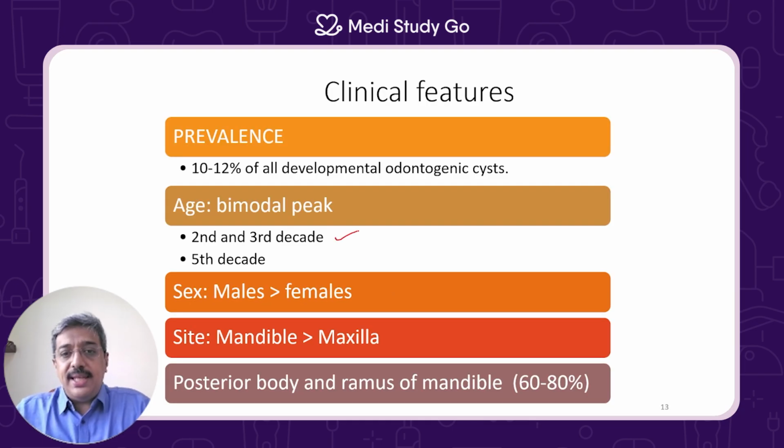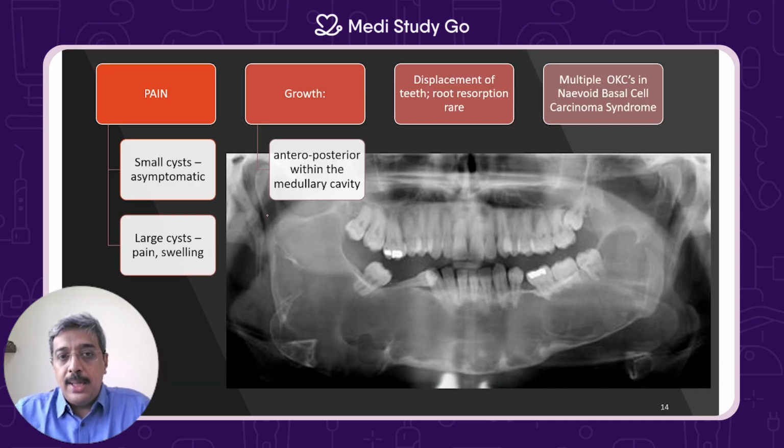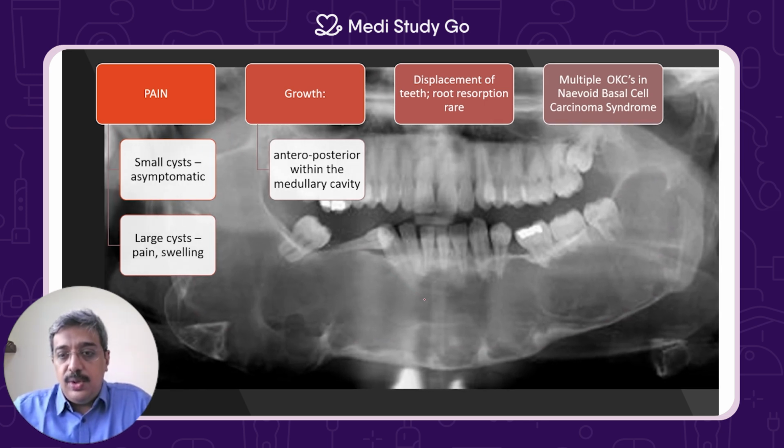Usually seen in the second and the third decade of age, with a slight predilection in the males, and posterior body of the ramus of the mandible is having predominance in this particular entity. Usually asymptomatic, and you can see in this case the cyst is almost involving the entire mandible. There will be displacement of teeth like you see over here, and there is a syndrome called the Gorlin-Goltz syndrome. We'll be talking about it at the end of the video.